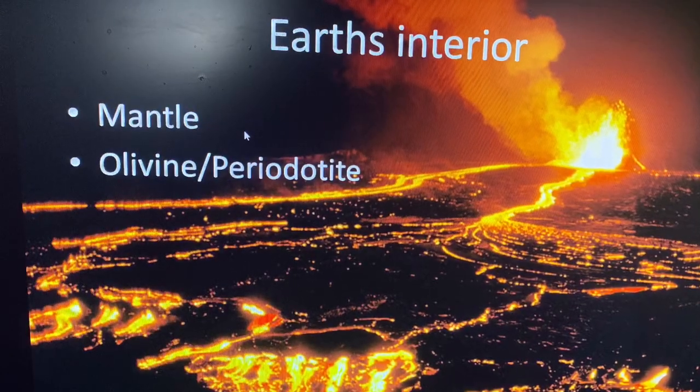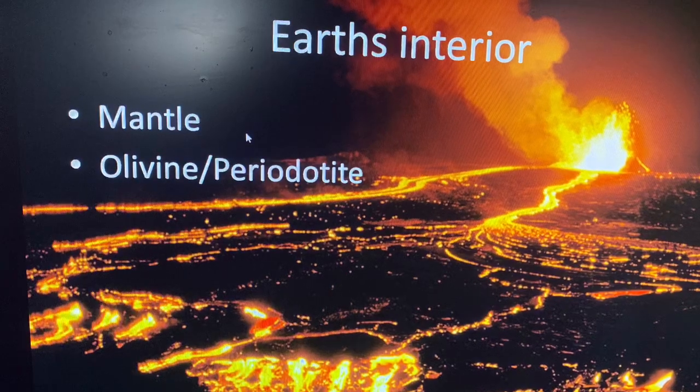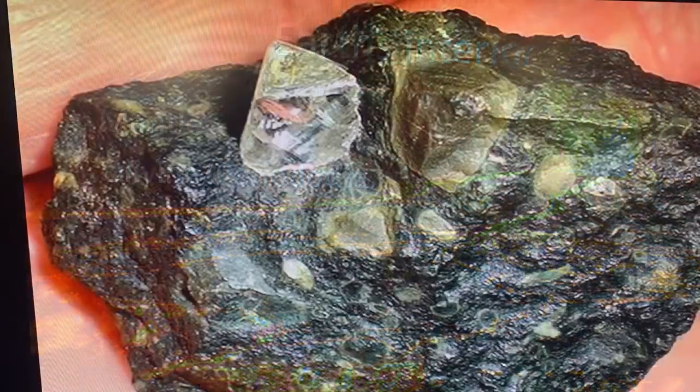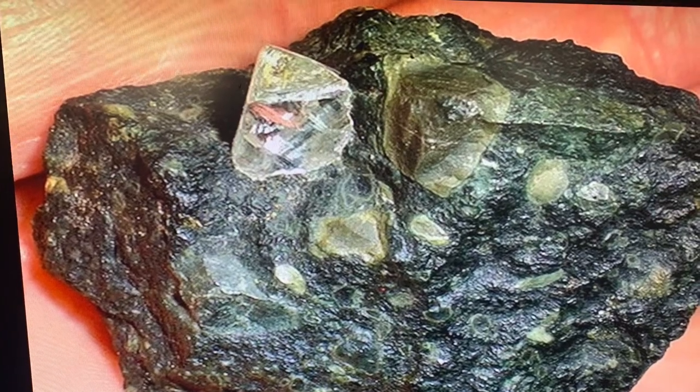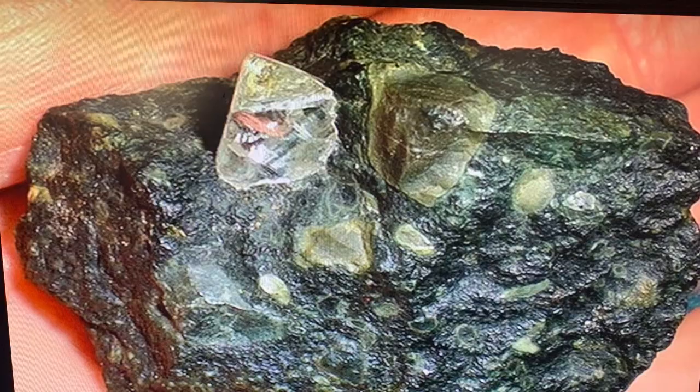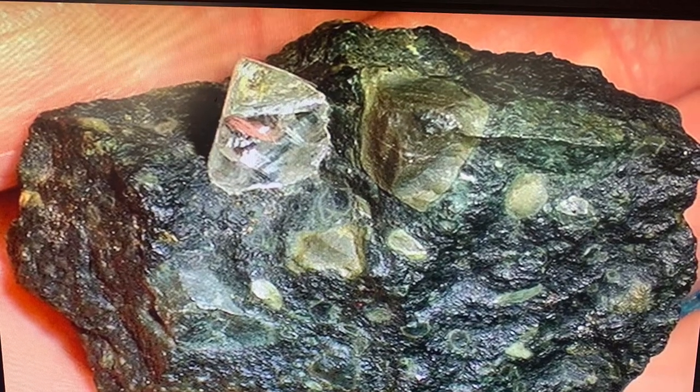So the next layer is the Earth's mantle. And the Earth's mantle, we don't know that much about it because we've never actually been to it, but we've learned lots about it by studying volcanoes and things like that. The Earth's mantle is primarily made out of olivine and peridotite, which are two rocks that we have seen before.